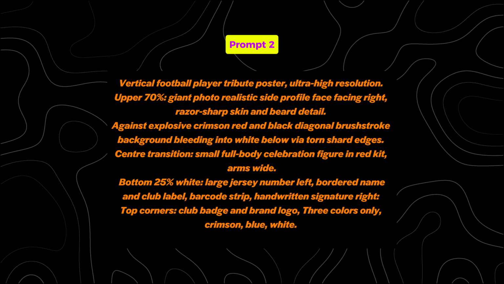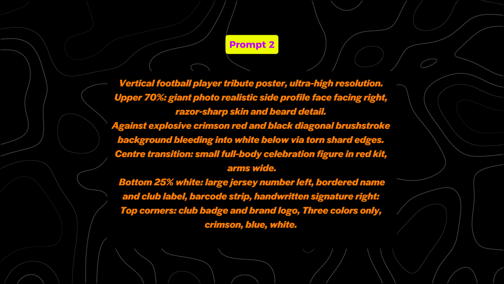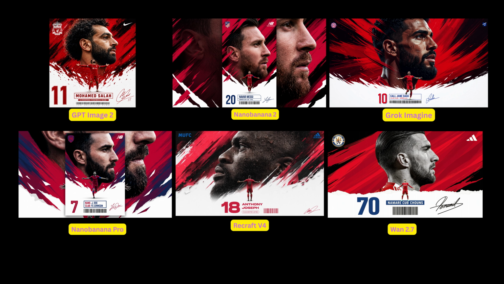This is prompt 2. This time the models had to generate a sports player poster, you know the style. Dramatic face, close-up, red brush strokes, player card info, the button, club badge, brand logo, so it can verify FIFA Ultimate Team energy. Let's see who passed and who got relegated.